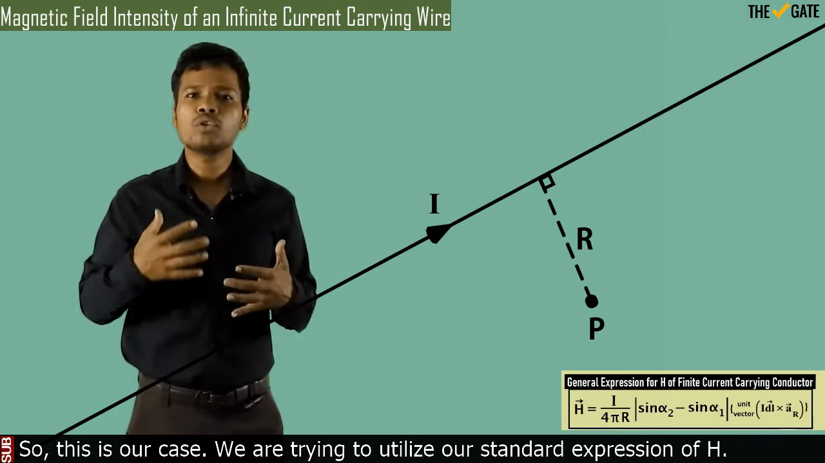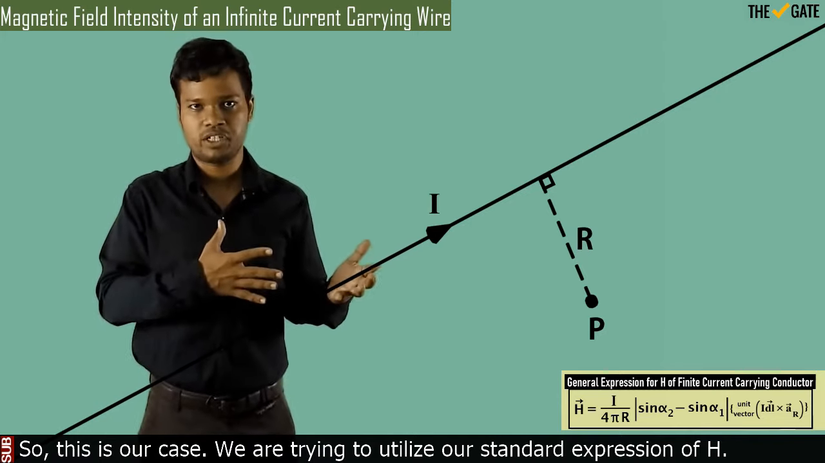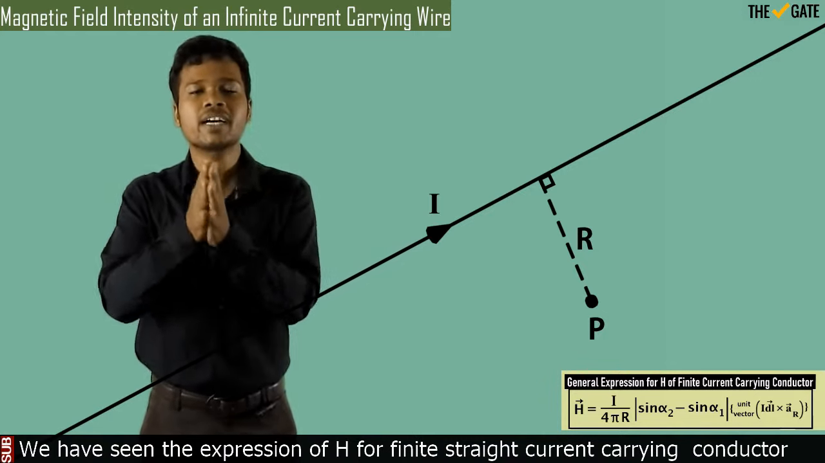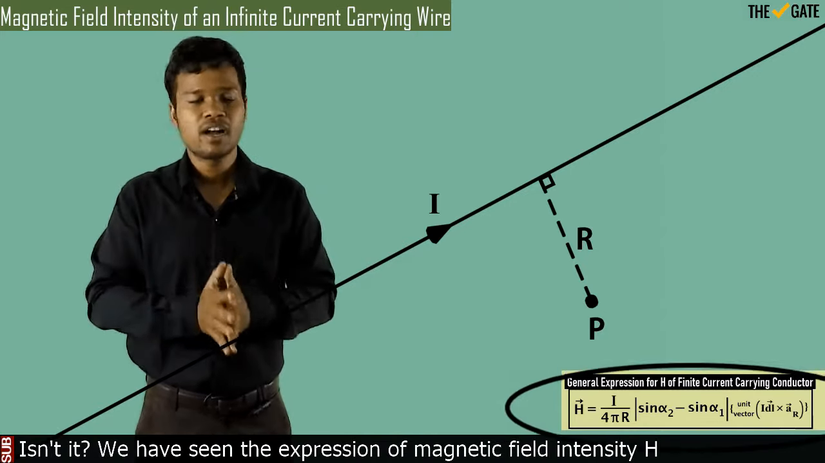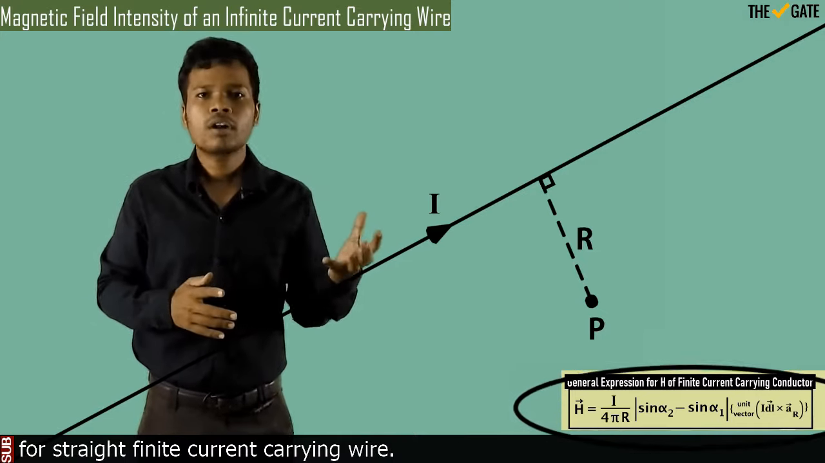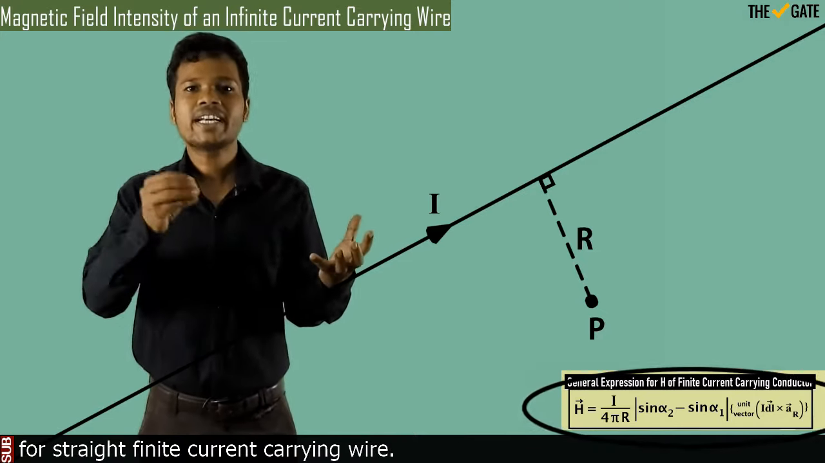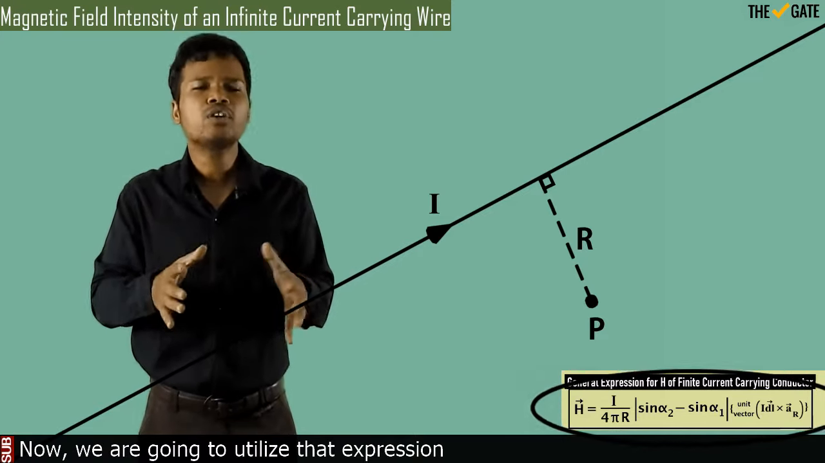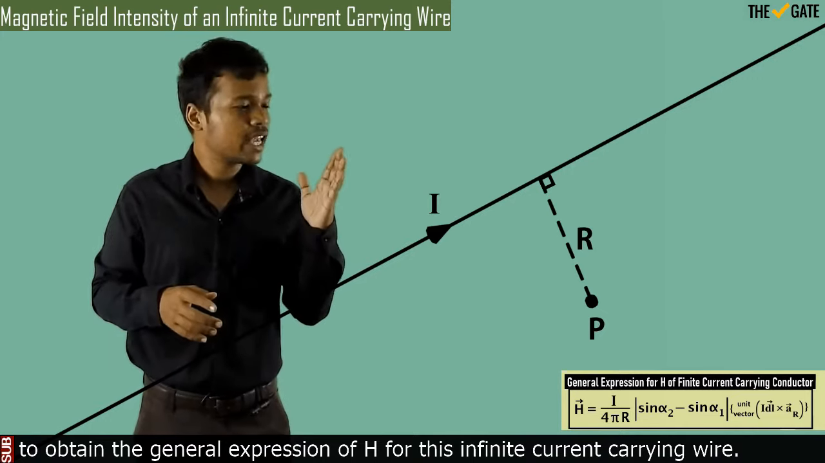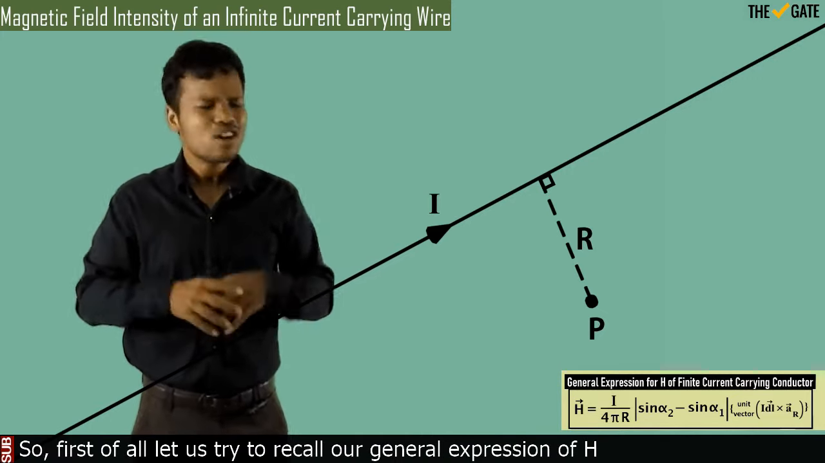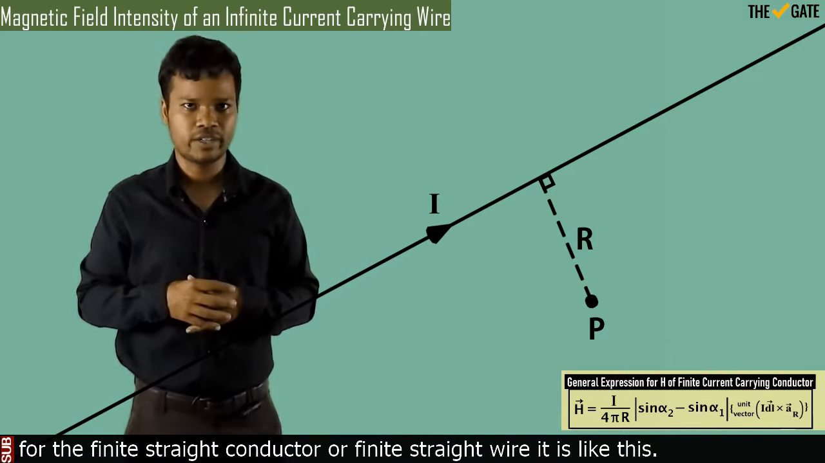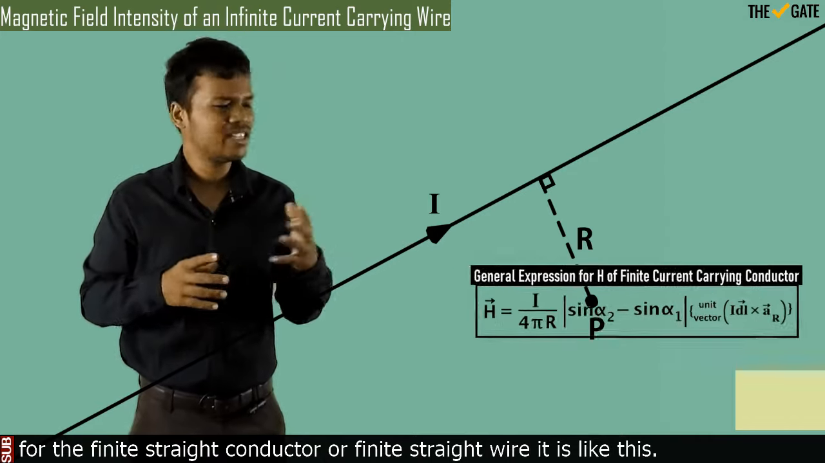We are trying to utilize our standard expression of H. We have seen the expression of H for finite straight current carrying conductor, isn't it? We have seen the expression of magnetic field intensity H for straight finite current carrying wire. Now we are going to utilize that expression to obtain the general expression of H for this infinite current carrying wire. So first of all, let us try to recall our general expression of H for the finite straight conductor or finite straight wire. It is like this.